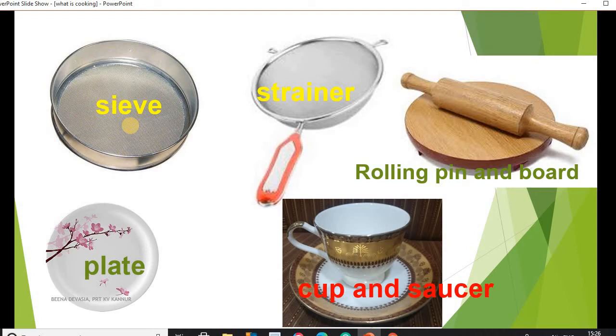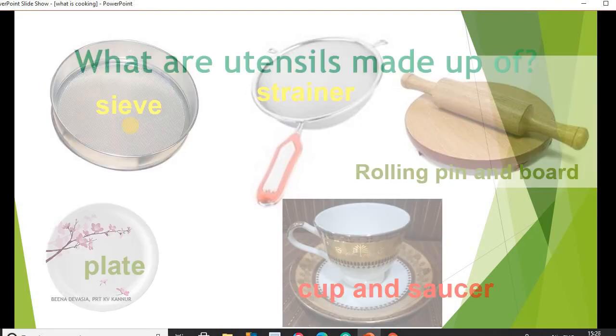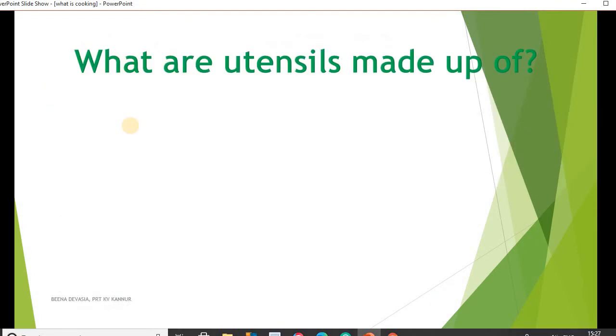So let's read these words once again. Sieve, strainer, rolling pin and board, plate, cup and saucer. Now you know some utensils seen in your kitchen. Now what are these utensils made up of? What materials are used in making up these utensils? Let's see.